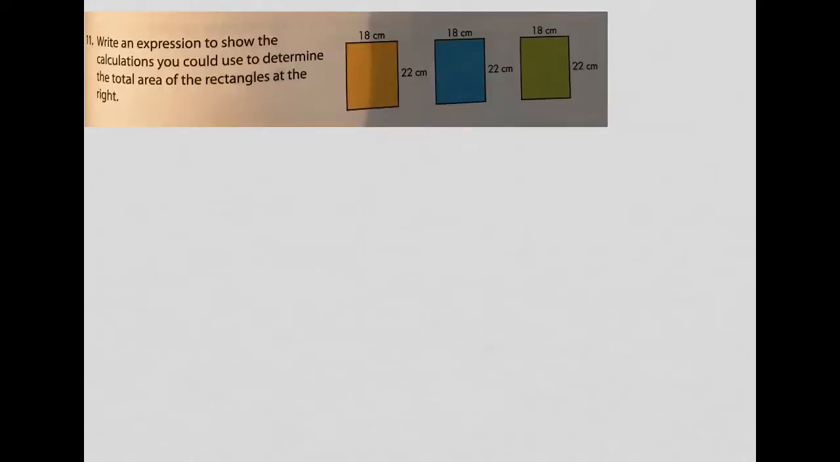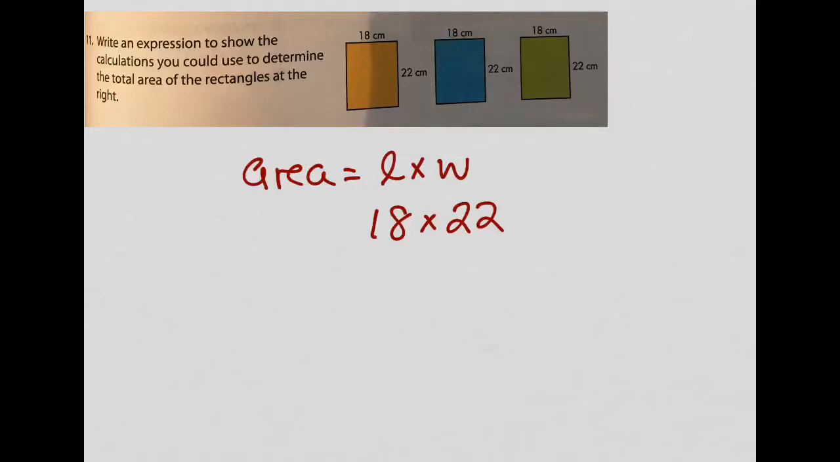This is problem number 11. Write an expression to show the calculations you could use to determine the total area of the rectangles at the right. All right, so it's asking me for area. Area equals length times width. So I have 18 multiplied by 22 centimeters. All right, so that's the area of one rectangle. I actually have 3 rectangles. So to solve area, I would do 18 multiplied by 22 first, and then I would multiply it by my 3 rectangles.